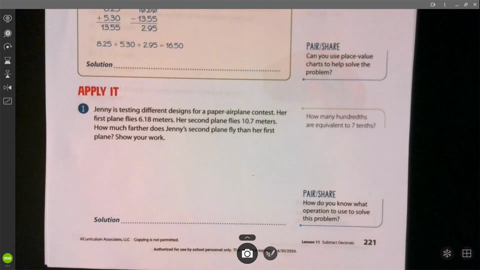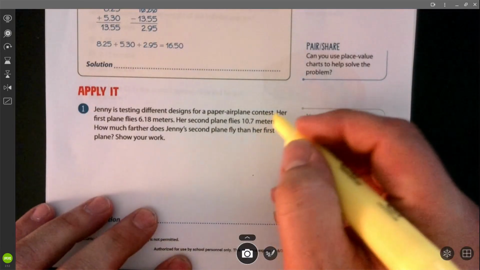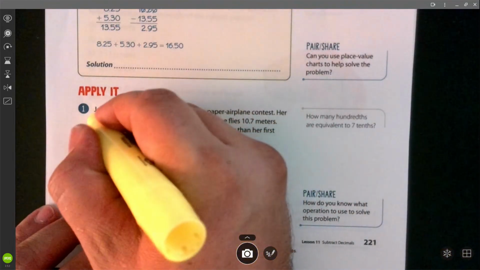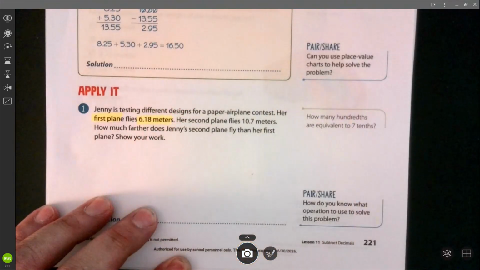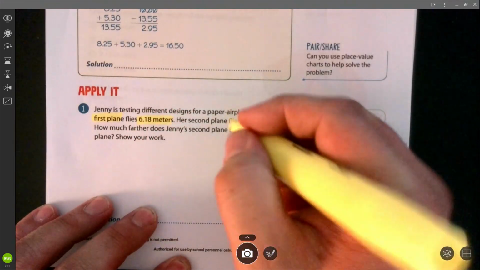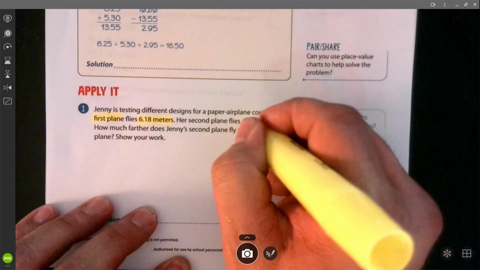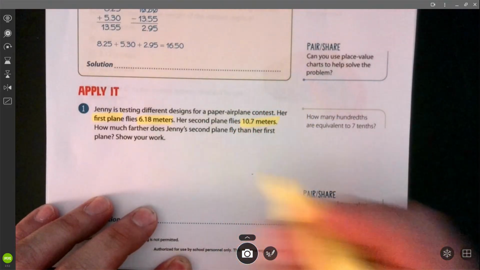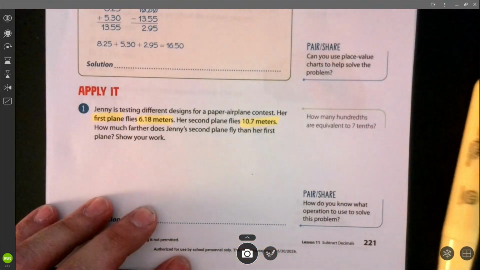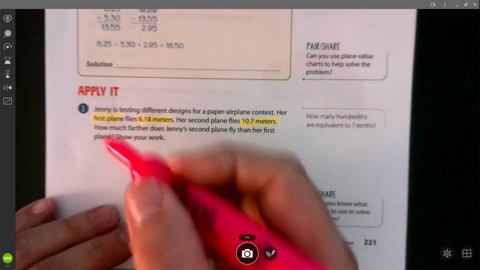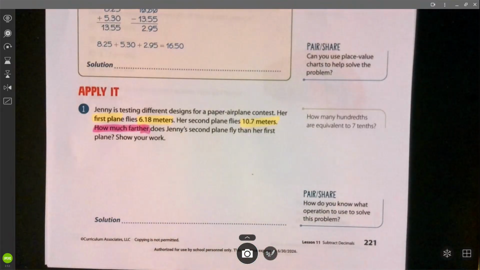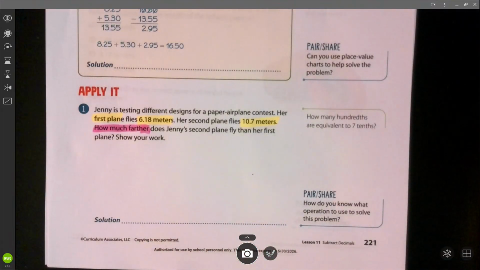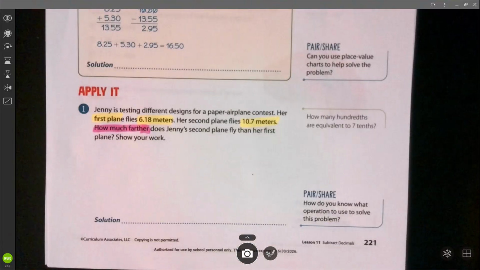We got Jenny. She's testing different designs for a paper airplane contest. Her first plane, so the first plane that she flies, goes 6 and 18 hundredths meters. Okay. Her second plane flies 10 and 7 tenths meters. How much farther? Ooh, that looks nice. How much farther? Right there, that lets me know subtraction. How much farther does Jenny's second plane fly than her first plane?